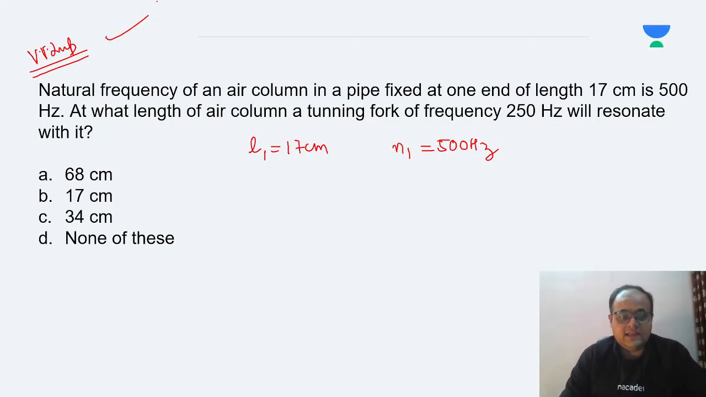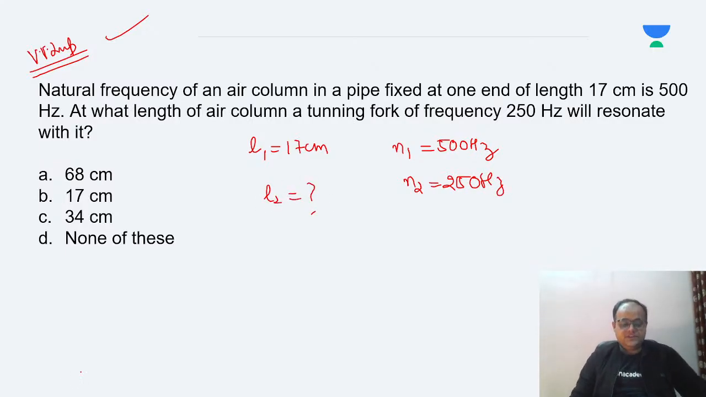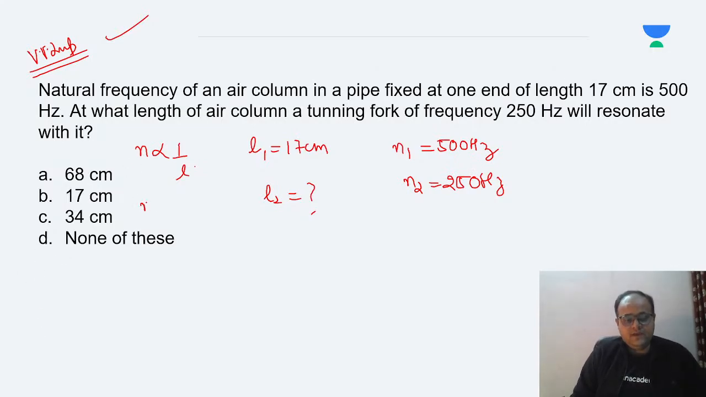The question says, natural frequency of an air column in a pipe fixed at one end of length 17 centimeter is 500 hertz. So for L1, I have got a natural frequency. The question further says, at what length of air column will a tuning fork of frequency 250 hertz resonate? So N2 is 250. I have just told you in the preceding slides that N is inversely proportional to L, or we can write it as N into L is always constant.